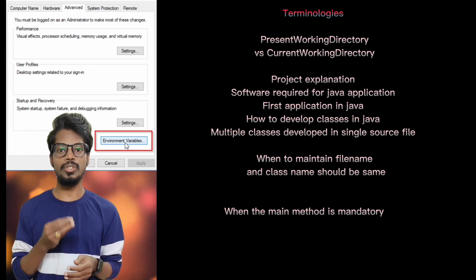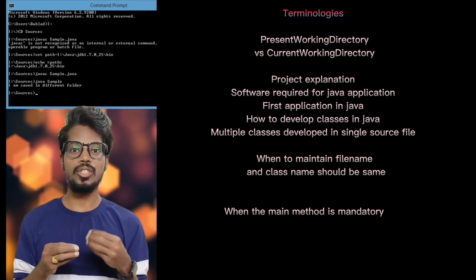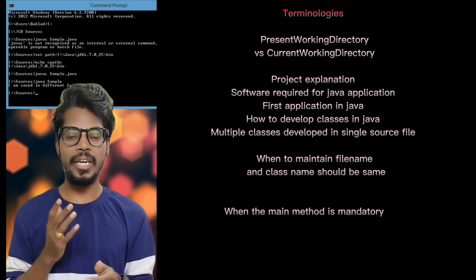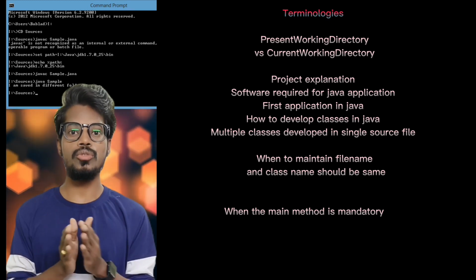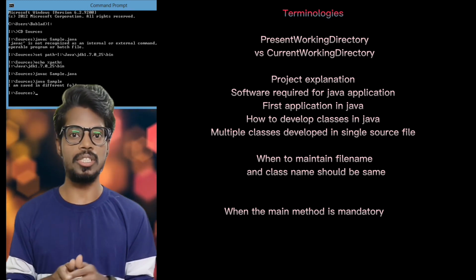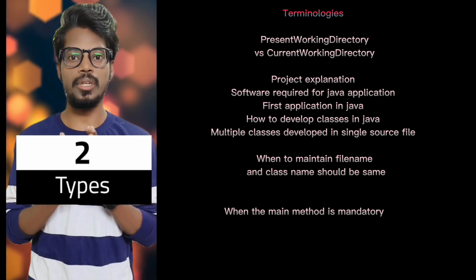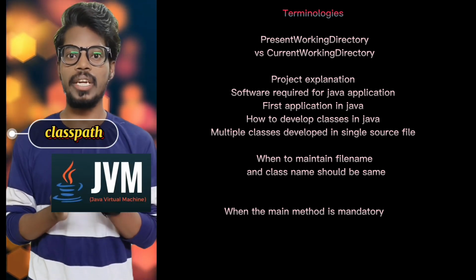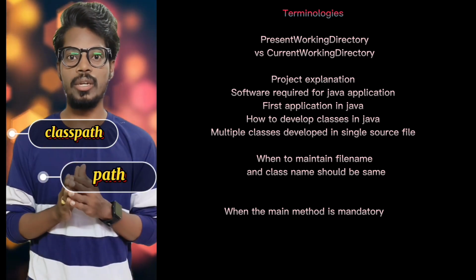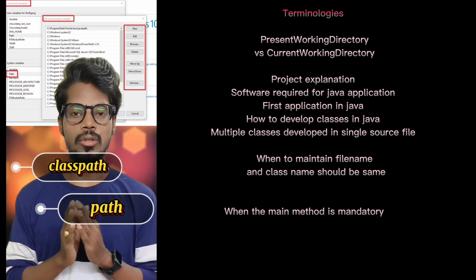And also when it comes to environment variables, the variables which are created at the operating system level in order to identify one particular software come under the environment variables. In Java language we have only two types of environment variables. One is classpath and another one is path. Classpath is for the compiler and JVM software, and the path variable is for the operating system to identify Java software, guys.